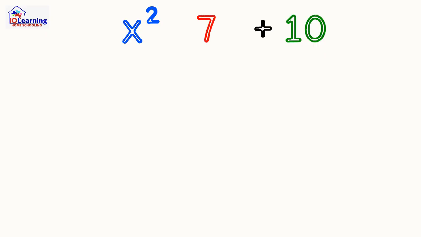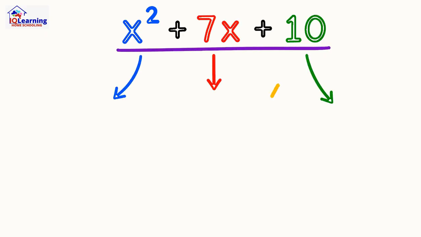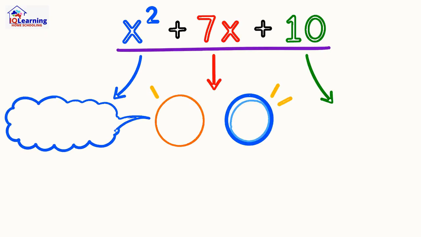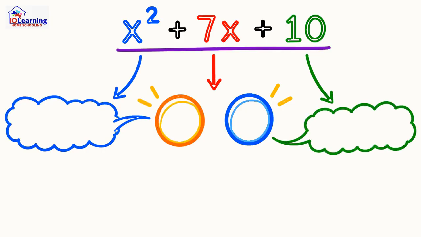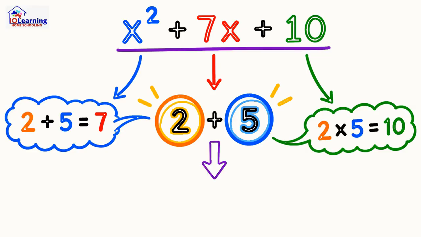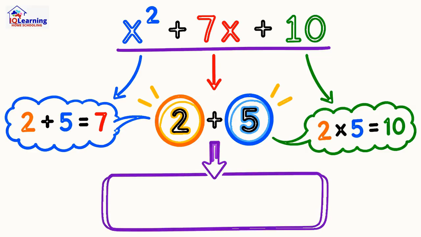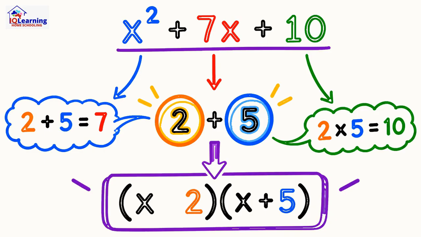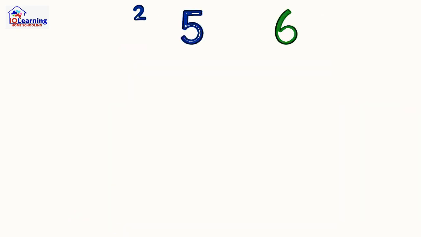Let's take x squared plus 7x plus 10. We need two numbers that multiply to 10 and add to 7. The factors of 10 are 1 and 10, or 2 and 5. 2 plus 5 equals 7. That's our pair. The answer is x plus 2 times x plus 5. You've cracked the code. Now, what about negative signs?